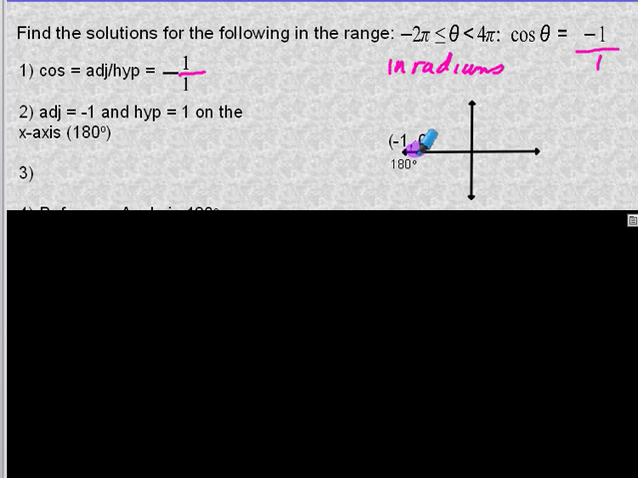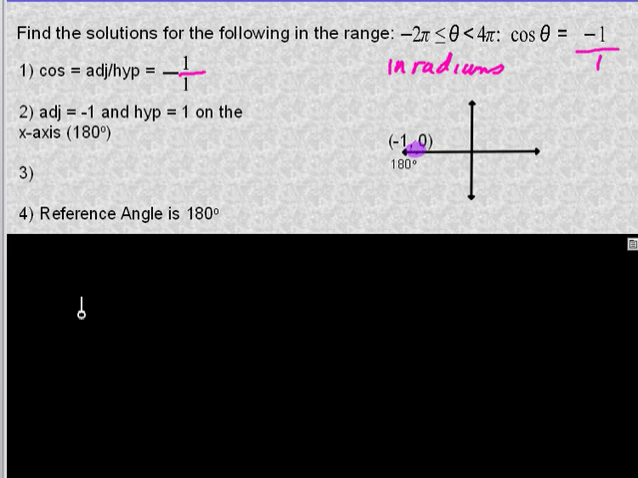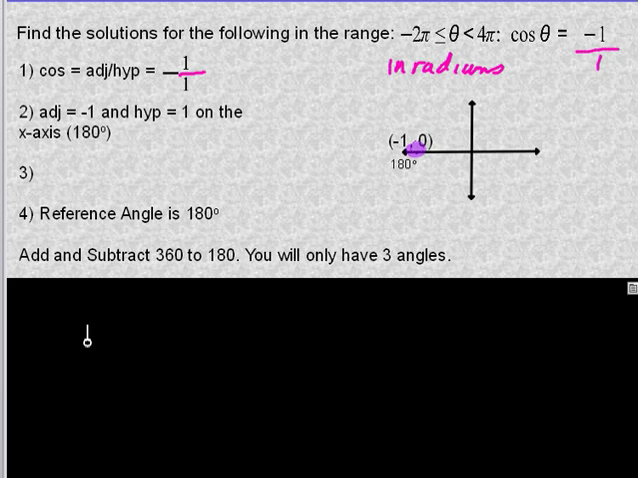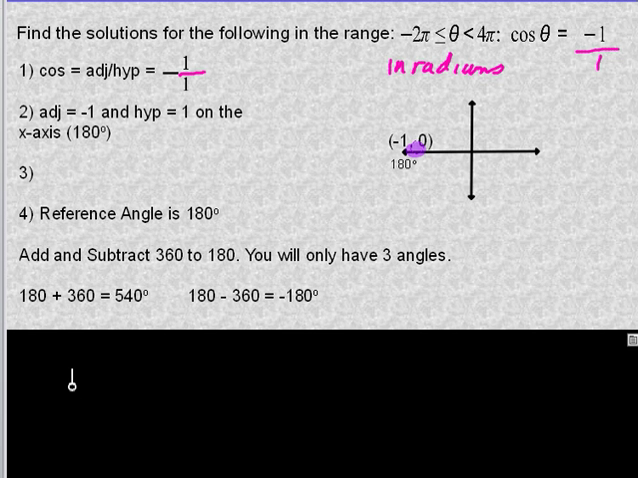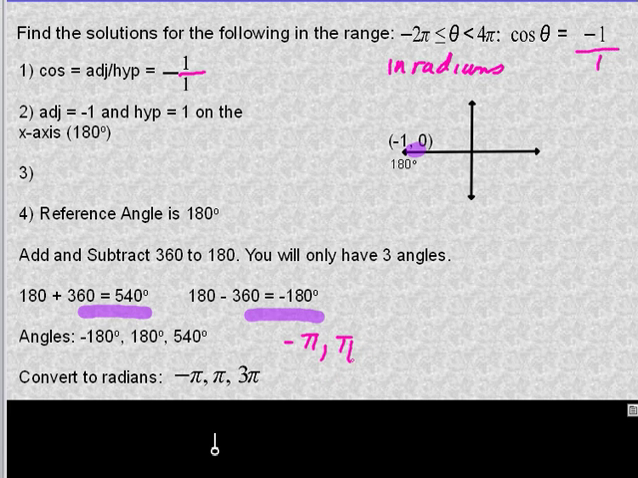So we only have to add and subtract 360 from one angle. So this is our reference angle. This is our one answer. Add and subtract 360, and you're going to get 540 and negative 180. I know that 180 is pi. So I'm going to have negative pi, positive pi, and then 540 is, I don't know, 3 pi. So it's 3 times 180, and those would be your 3 answers.